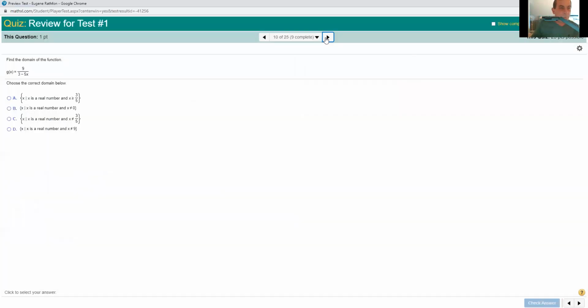All right, so number 10 wants me to find the domain. So let me write this down real quick. I got g of x equals 9 divided by 3 minus 5x. So I'm going to go work this first, and then we'll come back and stick it on.